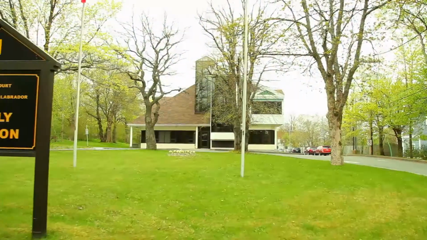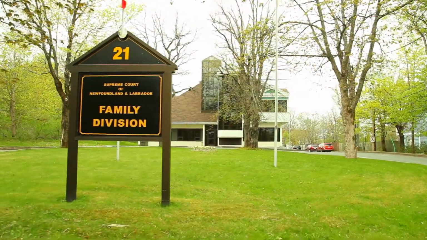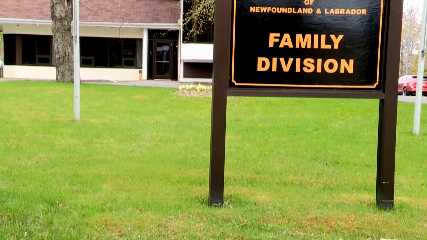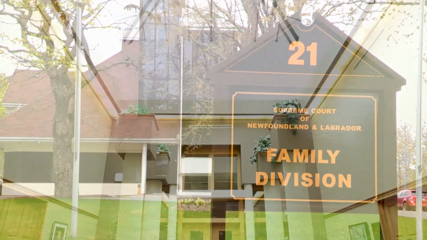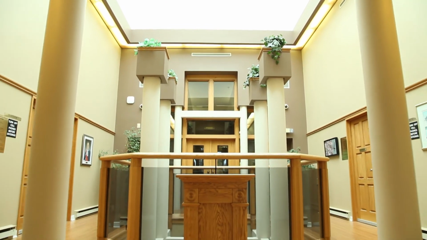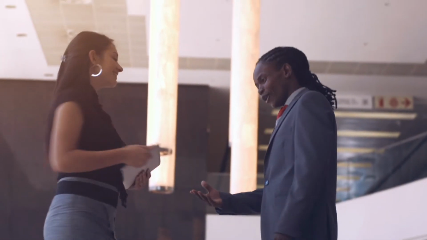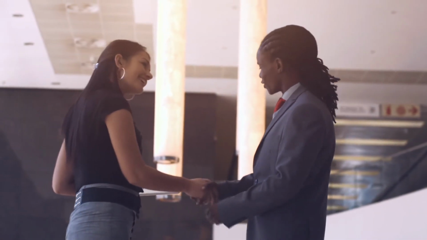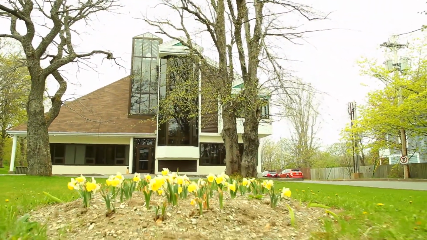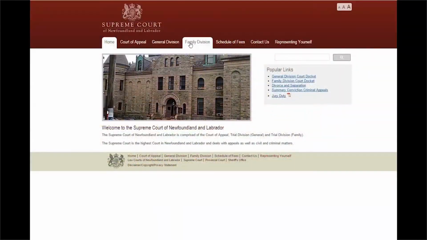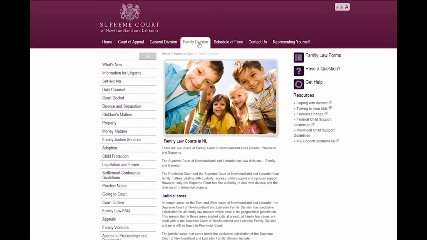Court proceedings can be very complex, especially if you are representing yourself. If you are involved in a case before the court, you are strongly encouraged to consult a lawyer. The Family Division in St. John's offers legal aid duty counsel services before your court appearance. You can visit the Supreme Court website for more information on duty counsel and to find self-help kits to assist with family law proceedings.